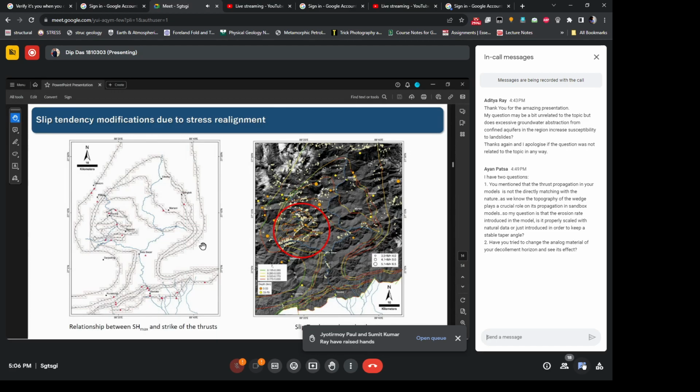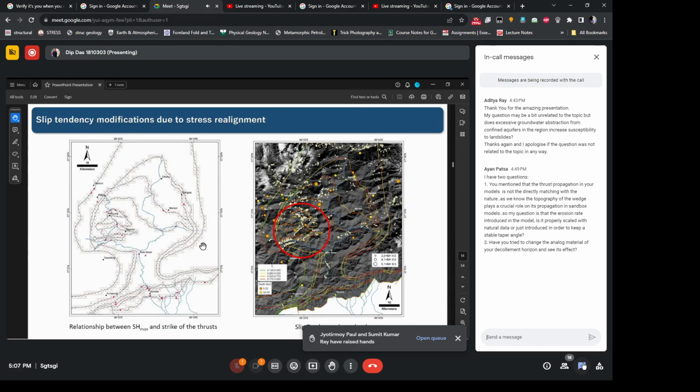Do you have any idea, or does your work throw any idea about why it laterally terminates and why it is laterally restricted to such small areas in the entire orogenic belt? May not be directly related to your research, but it actually came to my mind. Yes, good question.